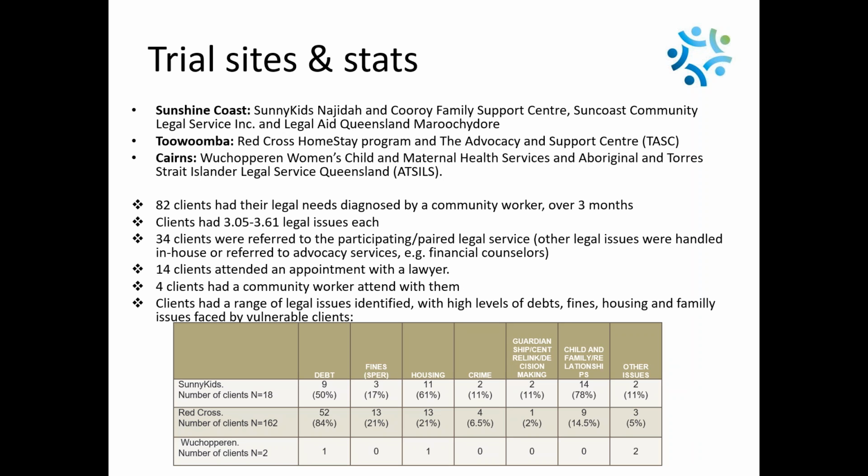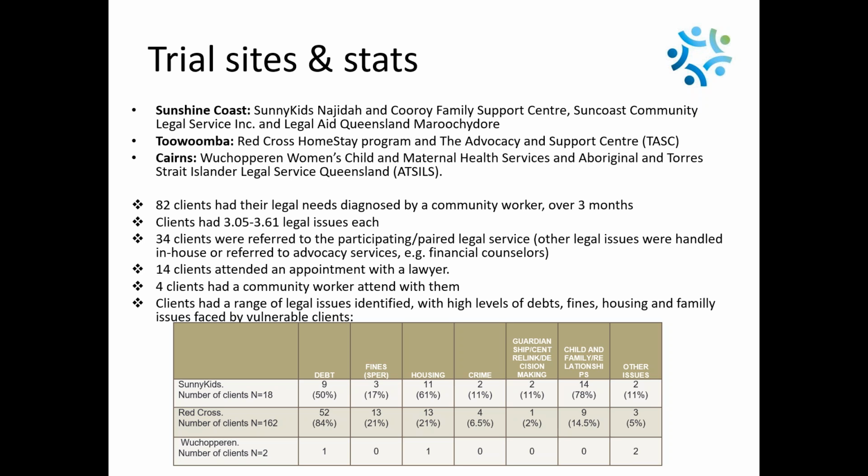When we did the trial sites, for each of those trial sites there was a legal service and then a connected community service that they joined up with. You can see what their names are, but over the 3 months of the trial, so it was a short trial, 82 clients were assisted. They had the number of legal issues we indicated that they would, and of that 82 clients, 34 of them were referred. When they weren't referred, it was often because the community agency handled them in-house or referred them to another service that wasn't a legal service. Only 14 of the clients ended up attending an appointment with a lawyer, and some of the best practice guidelines address that kind of dropout rate.